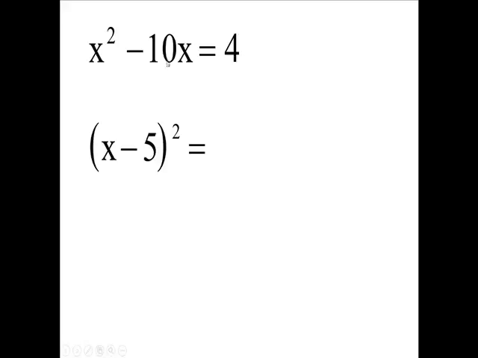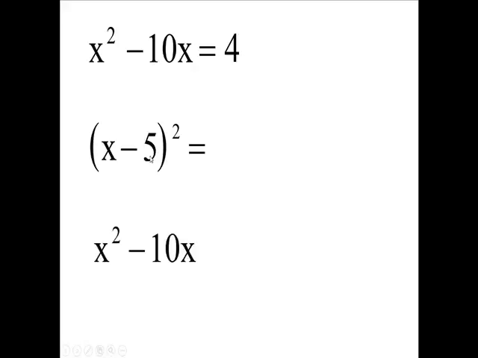So this is what I want to have. I want to have x minus 5, and then I want to be able to square that. The problem is I don't have the number here that I need. I know negative 5 and negative 5 is negative 10. But what is 5 times 5?